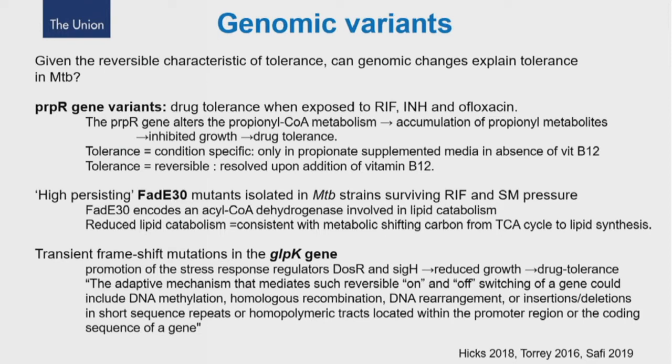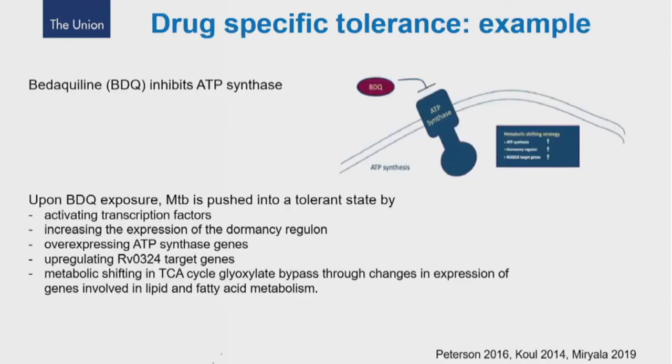And the authors conclude the adaptive mechanism that mediates its reversible on-off switching of a gene could include DNA methylation, homologous recombination, DNA rearrangement, or insertion deletions in short sequence repeats, or homopolymeric tracts located within the promoter region or the codon sequence of a gene. So it's a bit different than the fixed mutations that we traditionally think about with resistance.